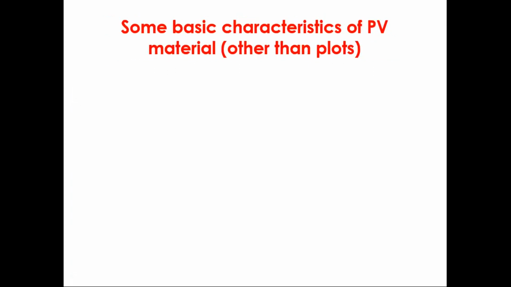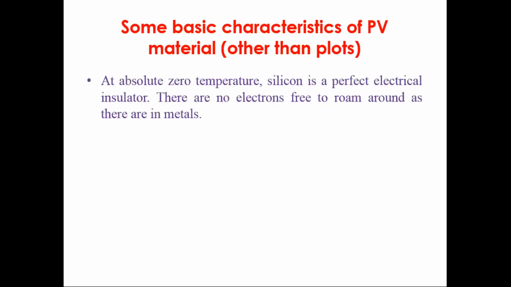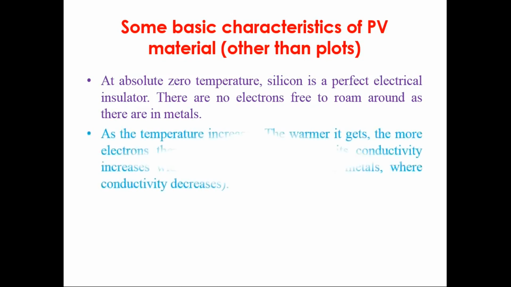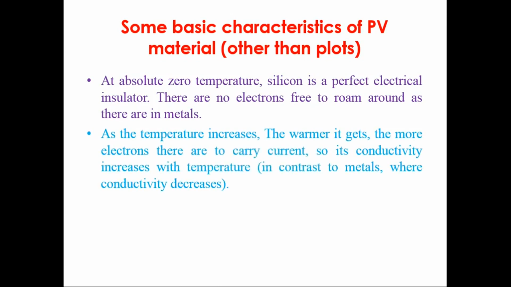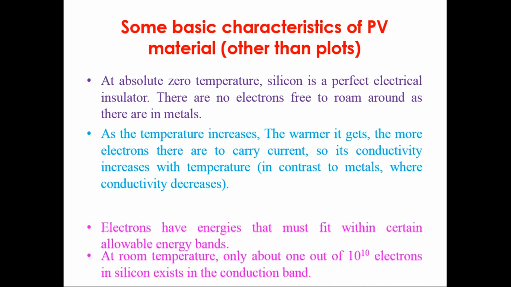So some basic PV material you can say, other than IV and PV plots. First, at absolute zero temperature, silicon is a perfect insulator. There are no electrons free to roam around as there are in metals. As the temperature increases, obviously it warms, so there are more electrons to carry the current, so its conductivity increases with temperature, in contrast to metals, where the conductivity decreases.